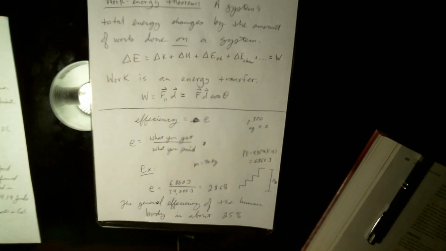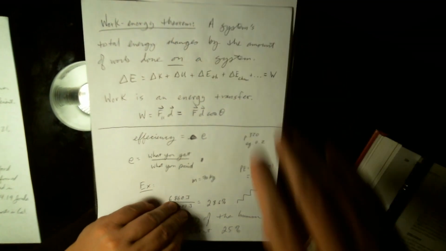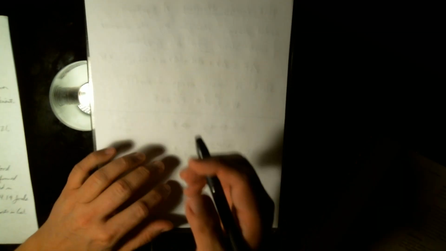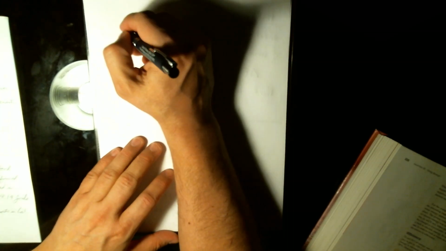In fact, 50% efficiency is really good. Almost nothing is 50% efficient. If you make a machine that's 50% efficient, that's amazing. In your book, on page 321, they talk about an example of a power plant that burns fossil fuels to make electricity, and it's about 35% efficient. So fossil fuel plants, like a coal plant.